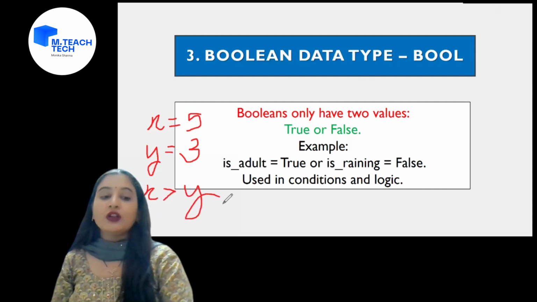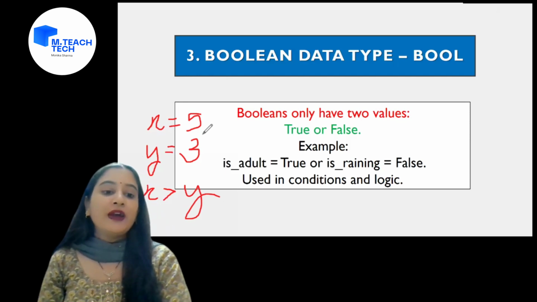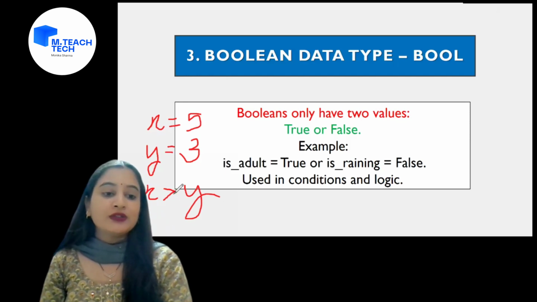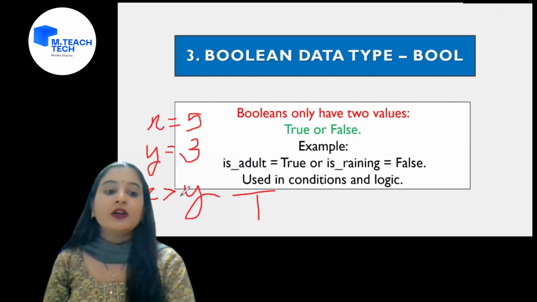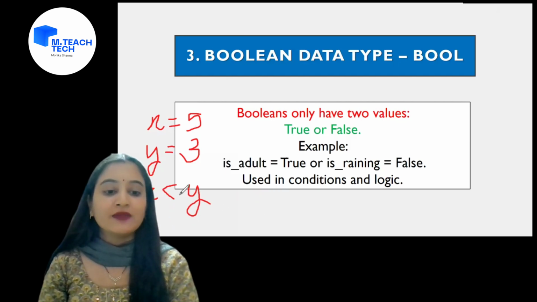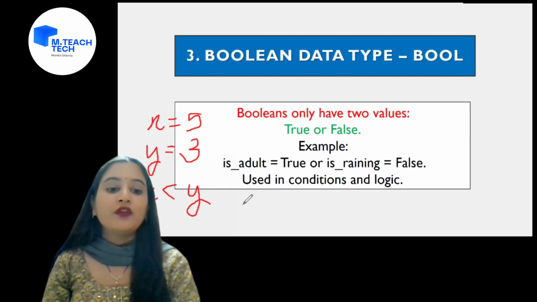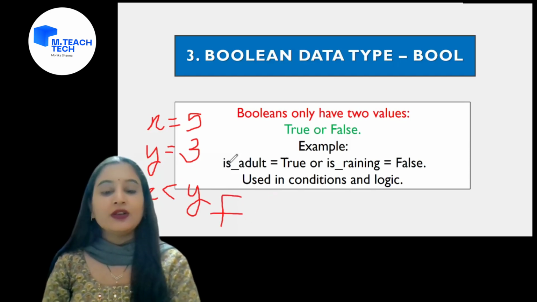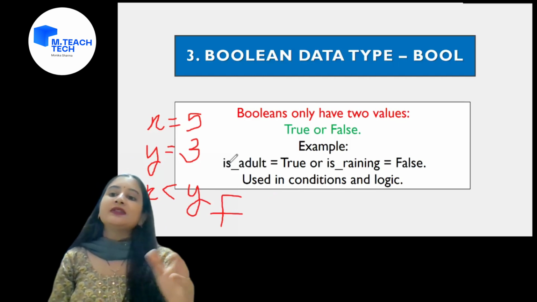So is it true or false? Yeah, 5 value is greater, and we are also using the greater than sign, so it is true. So we will get the answer true here. What if we will use x less than y? So it is false, because x value is 5, which is not less than 3. So you understand now? You're getting the answers in true and false only.